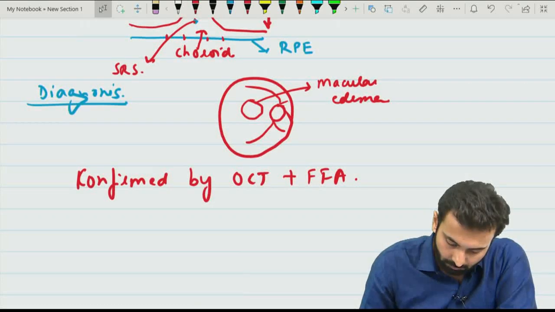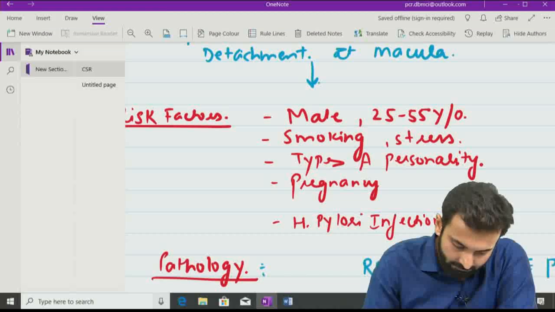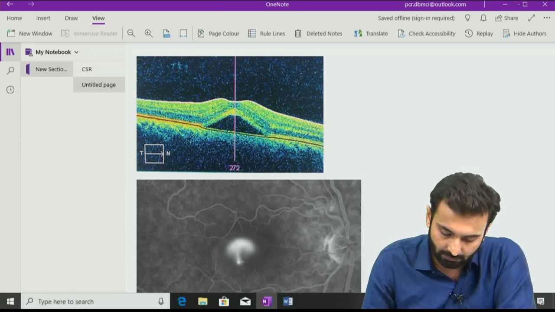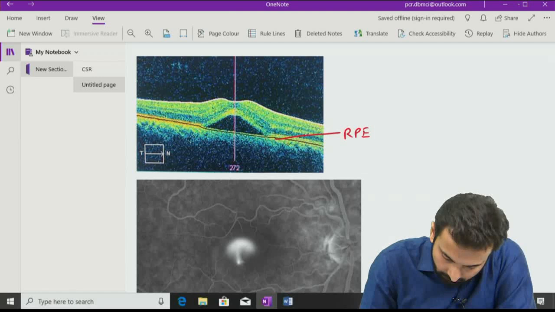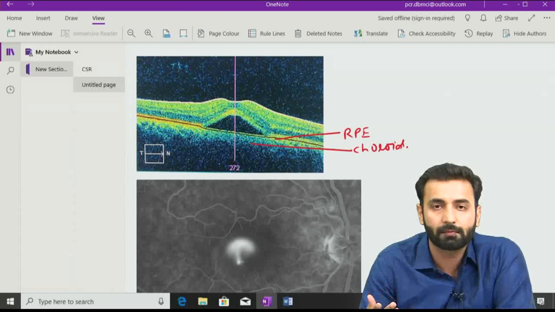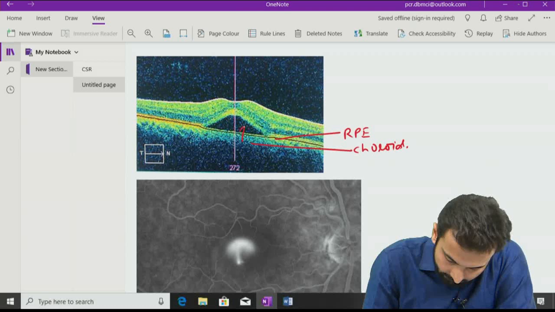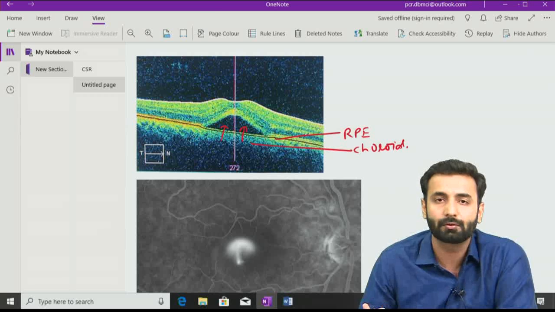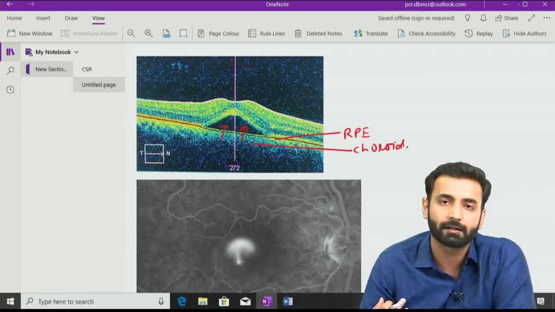So what will you see in OCT and FFA? Now this is the OCT picture of CSR. This is the pigment epithelium, RPE. This is the choroid. There is leakage of fluid from the choriocapillaries into the subretinal space. The fluid accumulates in the subretinal space, which leads to neurosensory retinal detachment. This is a shallow neurosensory retinal detachment at the macula.